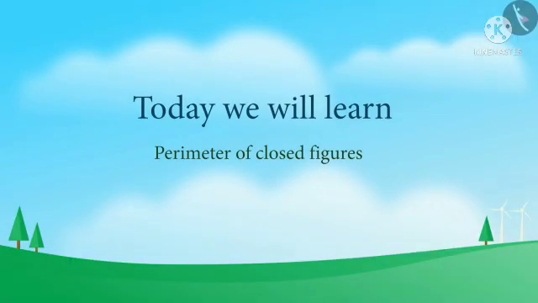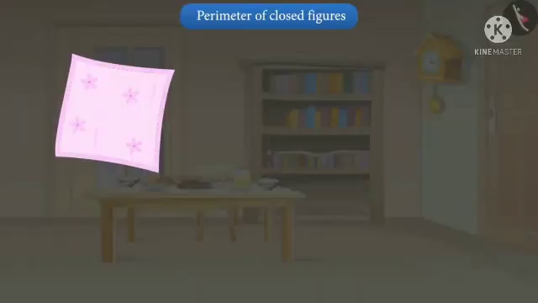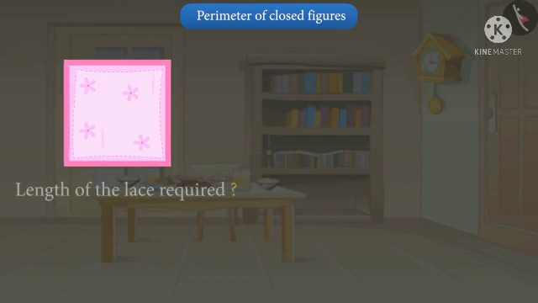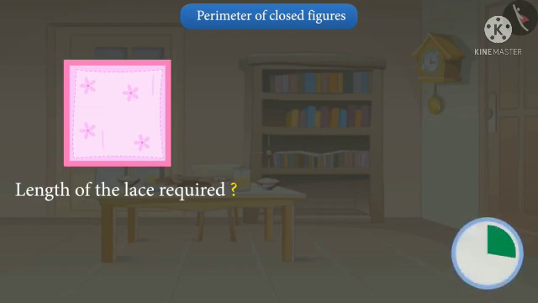Today, we will learn perimeter of closed figures. Tina bought a new handkerchief. She has to attach lace on the sides of this handkerchief to decorate it. But she is not able to calculate the length of the lace required for this. Can you tell how she can find the length of the lace? Think for a while.